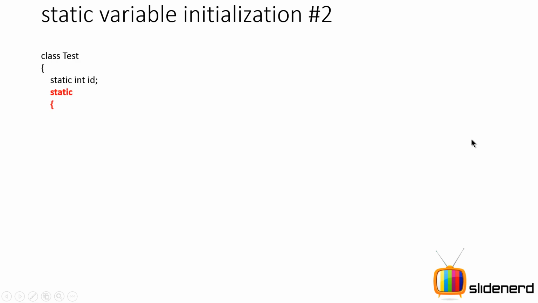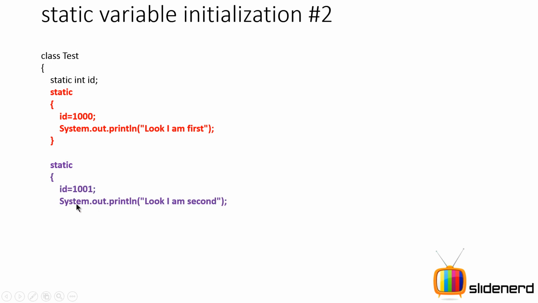The same class, the static block with id 1000, and I say system.out.println, look, I'm first. This is gonna run before anything else in the entire program. Then there's the static block again, and there's id is 1001, and it says system.out.println, look, I'm second. Now first question, is this legal? Yes, you can have several static blocks defined separately. What will happen is all of them are combined into a single big static block starting from top to bottom.